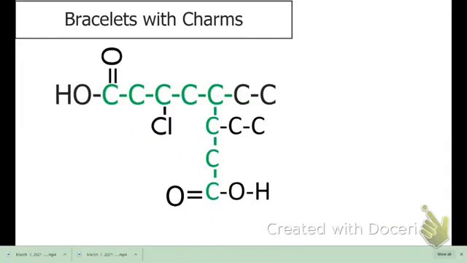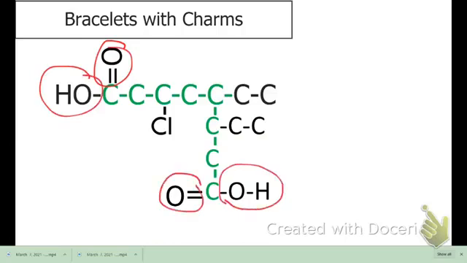Here we go. So, first question is, where are your carboxylic acids? Well, you have a double bond O and an OH on this carbon end. You have a double bond O and an OH on this carbon end. So you've got 2 carboxylic acids. So where is carbon 1? Well, carbon 1 is where the carboxylic acid is. I've got 2. How do I judge?